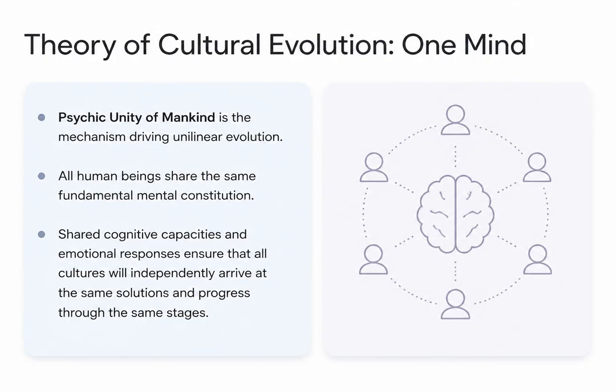The third assertion is one mind, which brings us back to the psychic unity of mankind. This is the engine that drives unilinear evolution. Because all human beings share the exact same fundamental mental constitution, cognitive capacities, and emotional responses, they will all inevitably arrive at the same solutions when faced with the same environmental challenges. This shared mental framework is why parallel invention happens, and it is why every culture is guaranteed to progress through the exact same evolutionary stages.